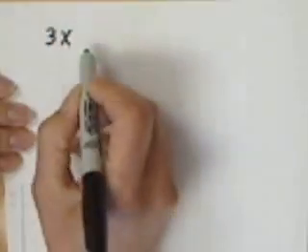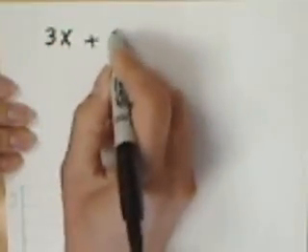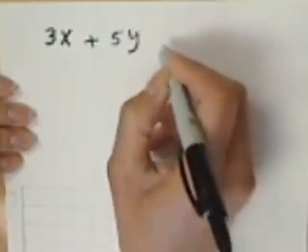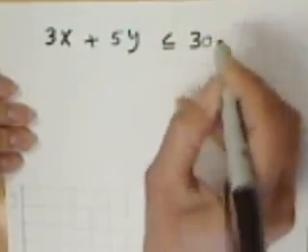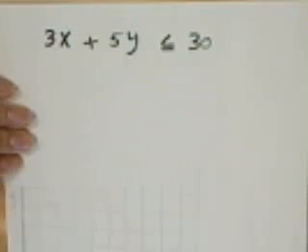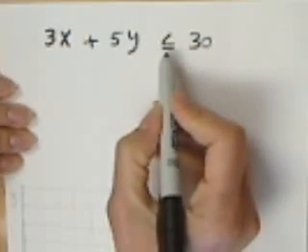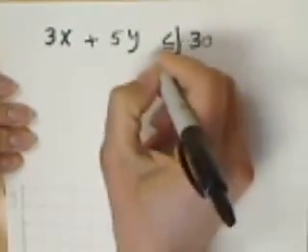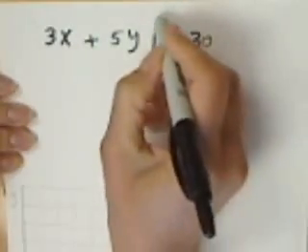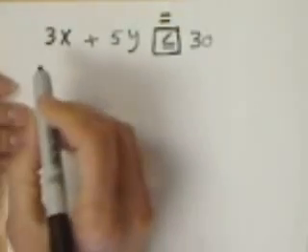Hi, I'm going to show you how to graph a constraint and test it for feasibility. The constraint that we're going to be working with is 3x plus 5y less than or equal to 30. The first thing you must do is set the constraint to an equality. So instead of the less than or equal to, you want to be using equality.